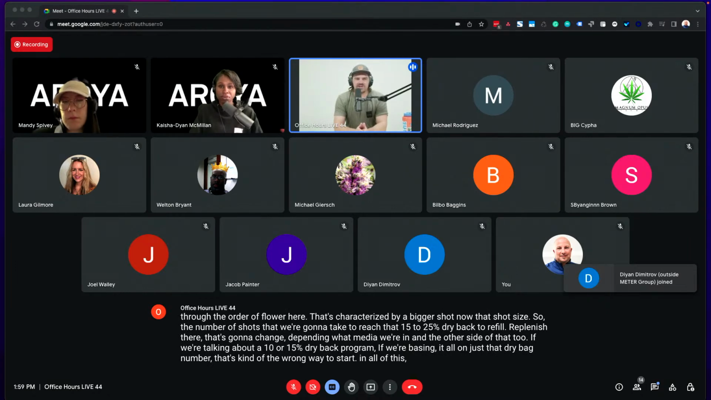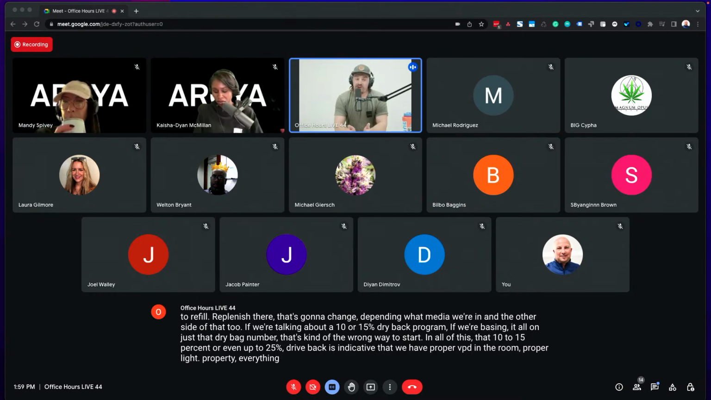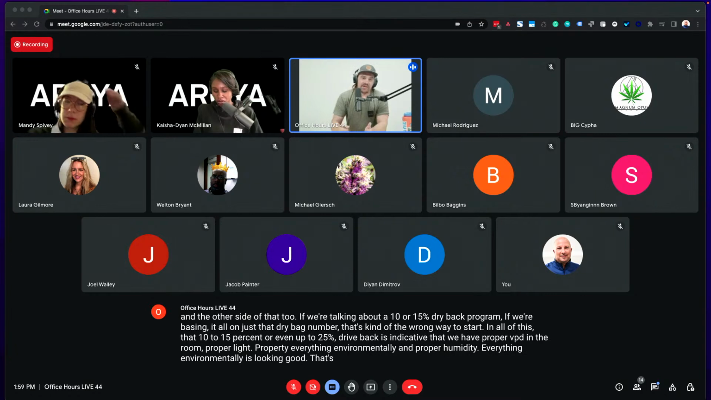That 10 to 15% or even up to 25% dryback is indicative that we have proper VPD in the room, proper light, proper heat, everything environmentally, and proper humidity. Everything environmentally is looking good. That's reflected in our dryback.